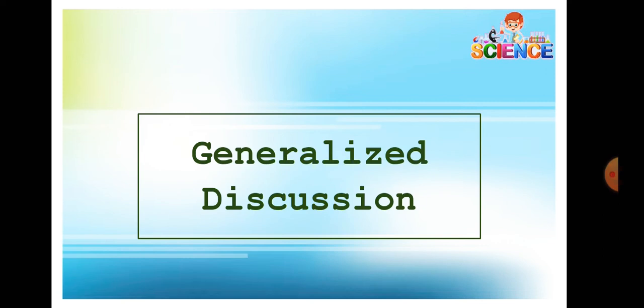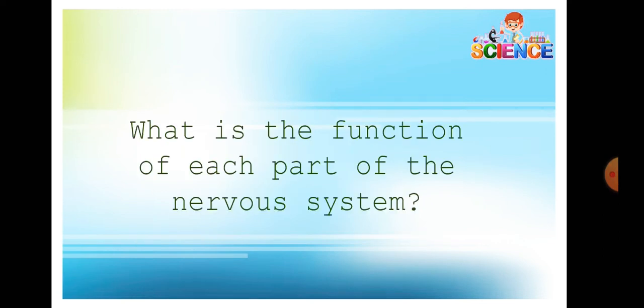Now, in the generalized section, what is the function of each part of the nervous system? Every part of our body performs some kind of function. So, the first thing is the CNS. The CNS will control all the activities in the human body, and the PNS will transmit the messages from the organs to the CNS and vice versa. So, in simple words, these two are interrelated to each other.